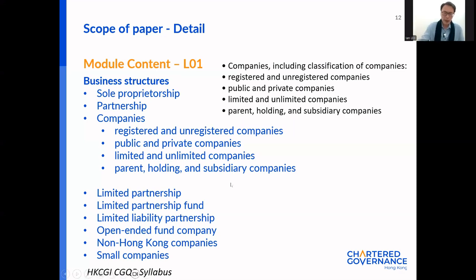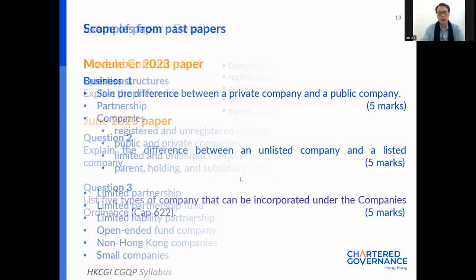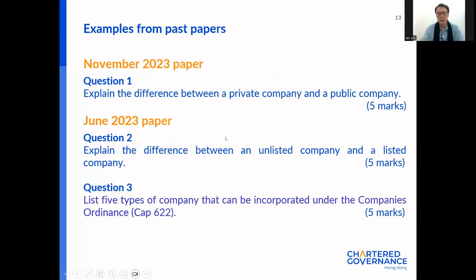Okay, so I've finished now talking about learning outcome 1, but I think it's more helpful if we can have some examples on how those topics might be examined in the previous exam. So that's why we've extracted some of the questions from previous exam papers. So for example, question 1 from the November 2023 paper, and here these two questions from the June 2023 paper. So these are just short questions, but I think it's helpful to illustrate these different topics.